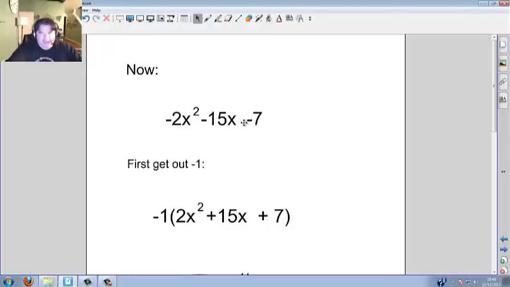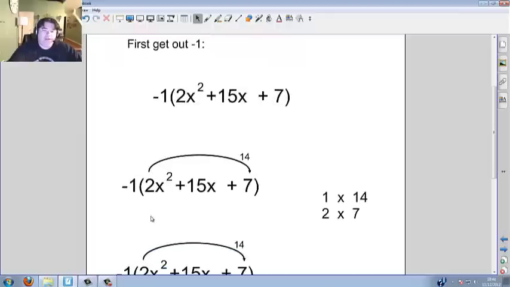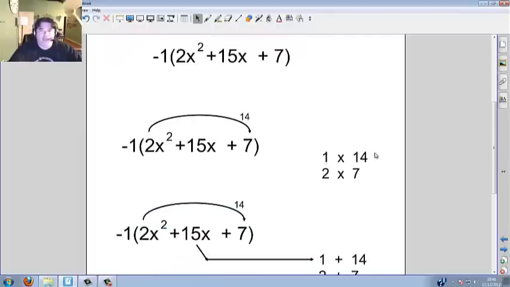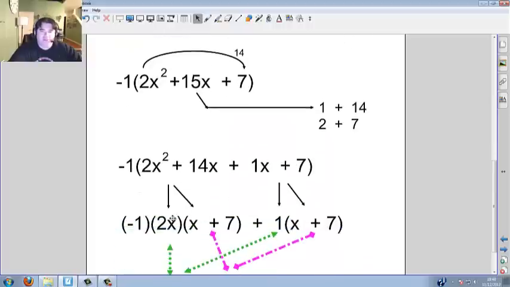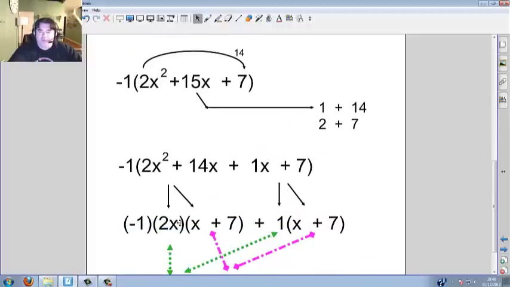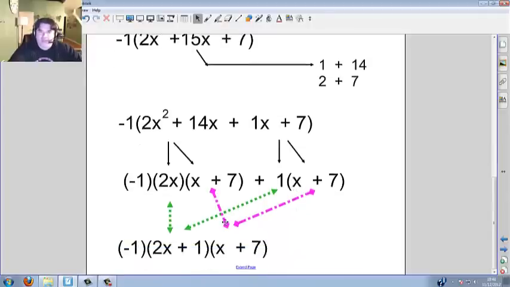Now, I don't have to do that, but my life would get easier if I get rid of the negative in front. So I get rid of the negative here, and consequently get rid of all the negatives. Then I take 2 times 7, which makes 14, split them up into different combinations, add 1 and 14 to make 15, split them up, do this as normal. Ignore the negative 1 for now. It doesn't go away, but we're just working with the 2x and the 1. They're being multiplied by x plus 7. Just when your finished product happens, include the negative 1.